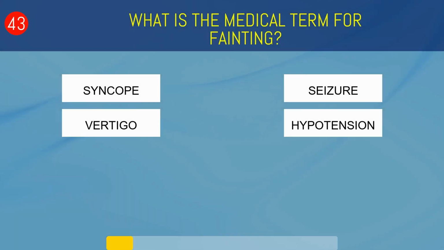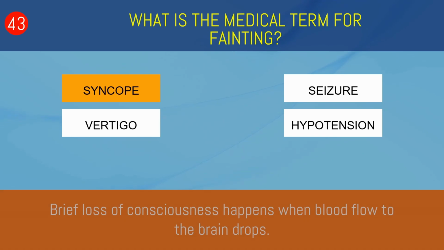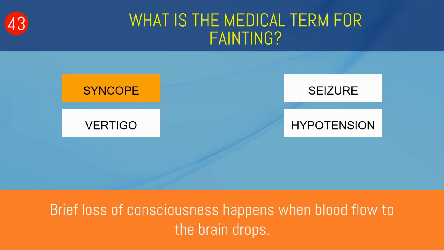What is the medical term for fainting? Syncope, vertigo, seizure, or hypotension? Syncope. Brief loss of consciousness happens when blood flow to the brain drops.